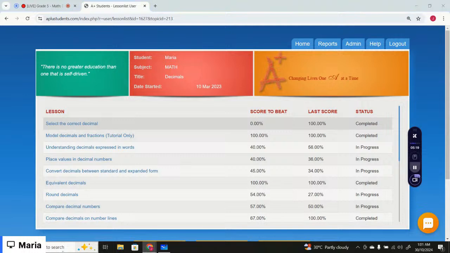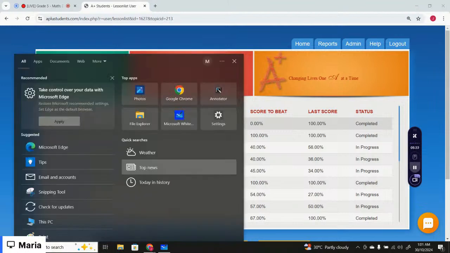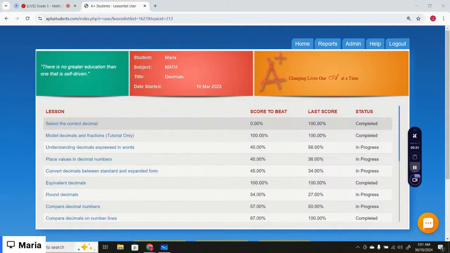You can find all the lessons on aplusstudents.com, where the address and password are provided by the administrator. Then you have to select math from the subject tab, scroll down to grade 5 math, and click on view all lessons. There you can find the list of the chapters. We're going to start with the chapter decimals.